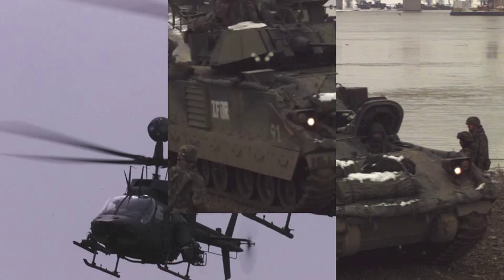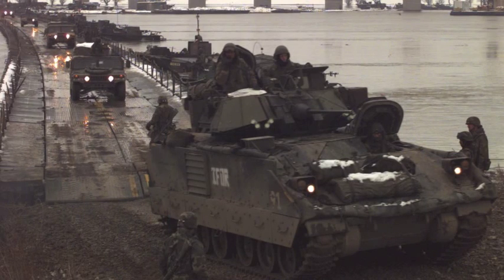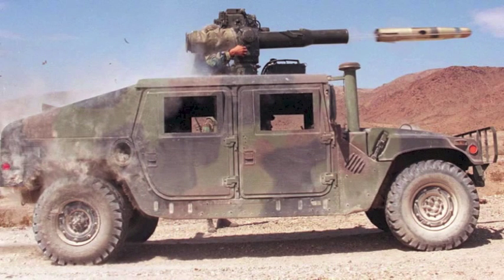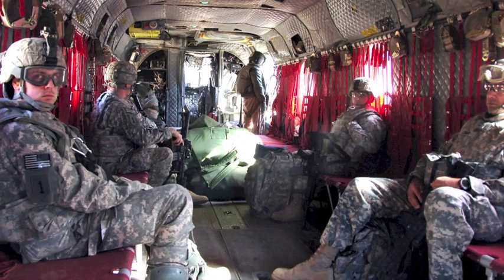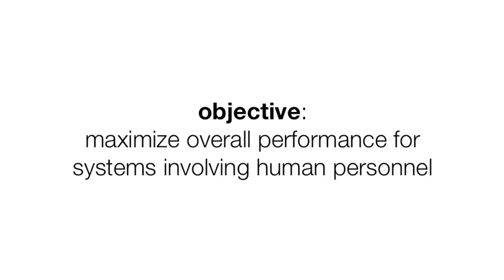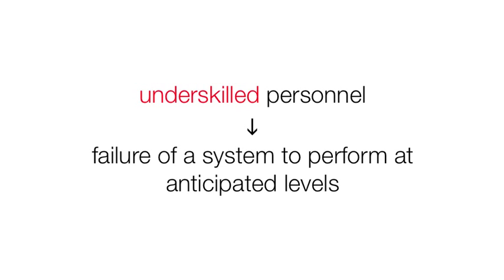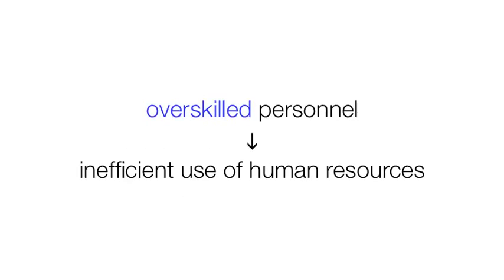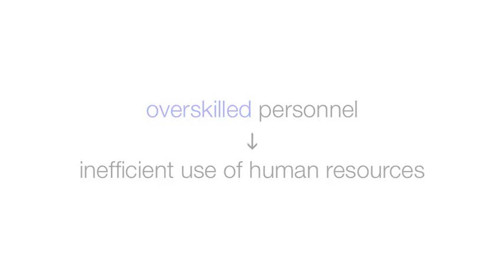In the early 1980s, the Army became increasingly interested in factoring human resource costs into overall assessments of new weapon systems. This interest continues today because of the desire to maximize overall performance for systems involving human personnel. This is important because underskilled personnel may cause the failure of a system to perform at anticipated levels, whereas the allocation of overskilled personnel is an inefficient use of human resources.